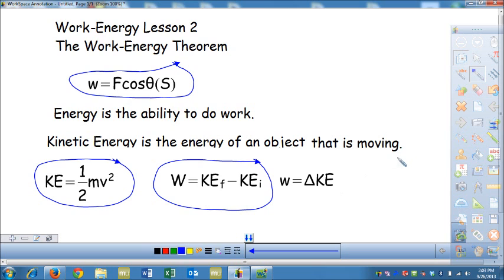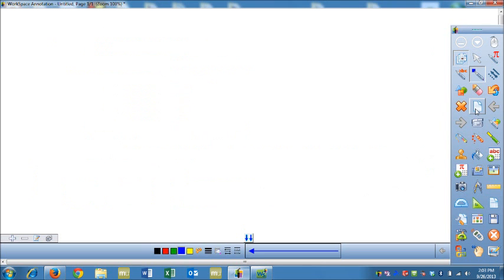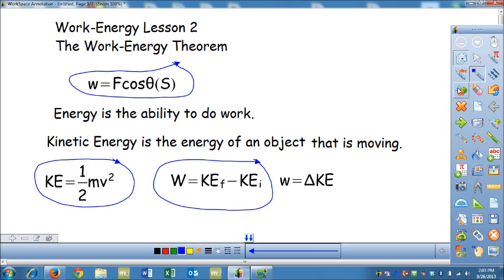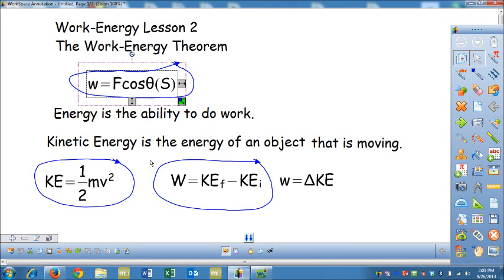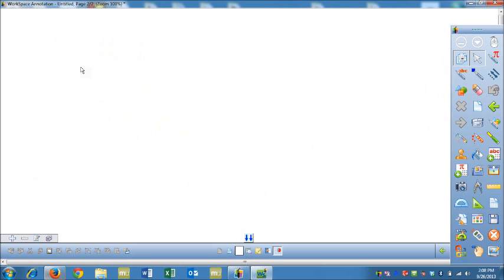Okay, so let's see, I'm going to try a problem. Let me add a new page, and then I'm going to go back to my old page. I'm going to grab a couple things. Okay, I'm going to grab that equation there and copy it. Go to my new page.